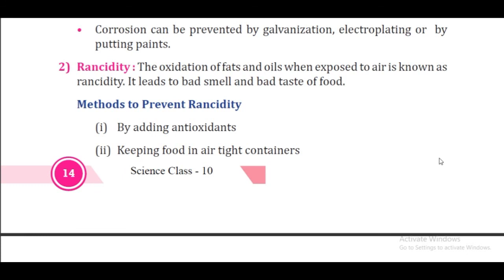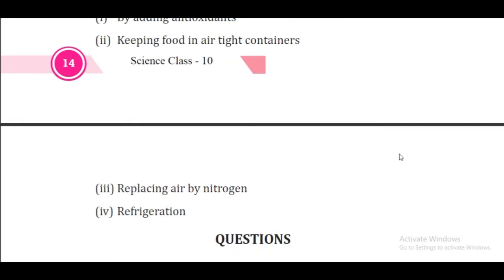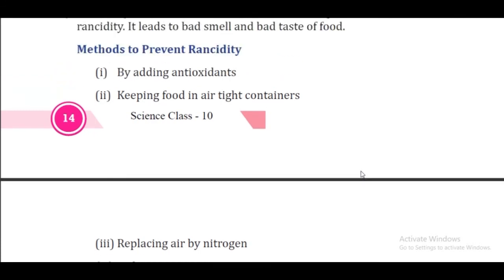How can we prevent rancidity? Rancidity can be prevented, number one, by adding antioxidants, and keeping food in airtight containers. Third, by replacing air by nitrogen, this I have just now told. And the last one is refrigeration. Clear? So these are some methods to prevent rancidity.